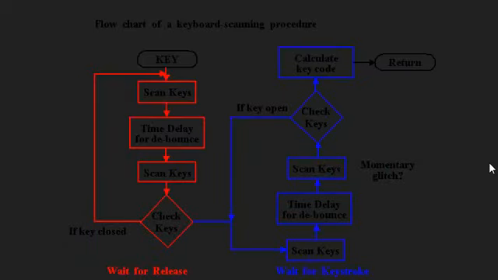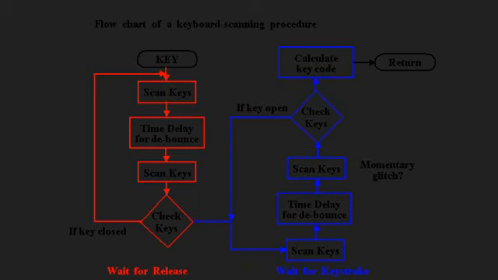Now moving to the next. This one is the flow chart of the keyboard scanning procedure. Here first of all we go to the key section, then we go to the scan key section, then a time delay for debounce, then we go to scan key again, then to the check section. If the key is closed, then we return to the scan section again, and if it is not closed, then we send it to the next portion.